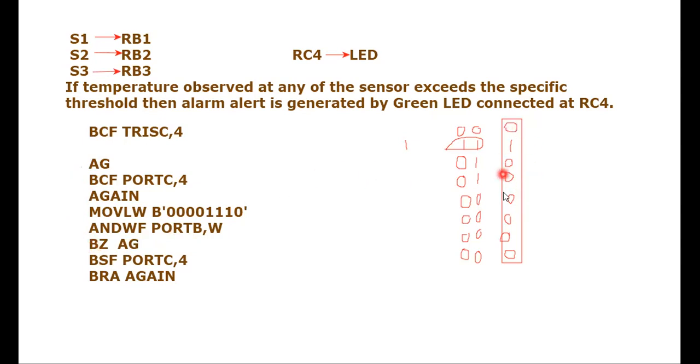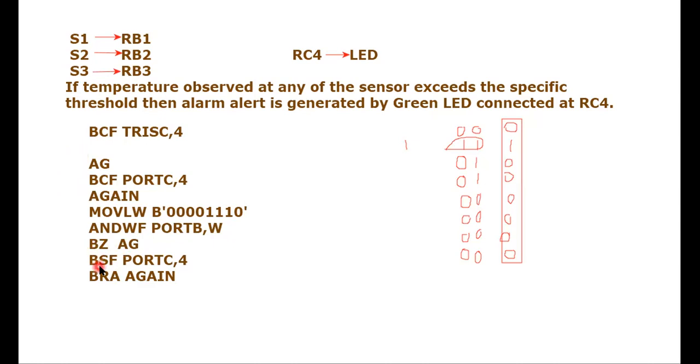If this data is zero, that means there is no sensor transmitting any value to any of the bits, so the result will be zero, and we will send the program back to the start and begin checking again. But in this case, sensor one was sending a certain value, so this data is not zero. So this branch BZ AG will not be true, it will be false. We will not jump back to the start, but rather go to the next instruction.